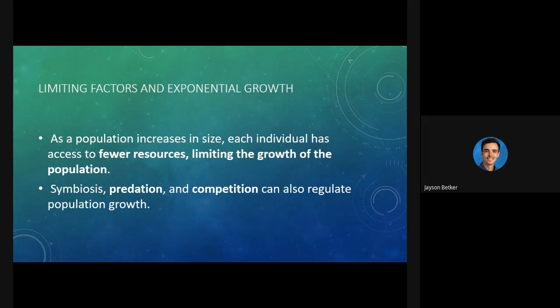This relates directly to competition. All of those fish are going to have to compete to get the food from the other fish. So this regulates population growth in a natural way. We have two other ways that we can regulate population growth.